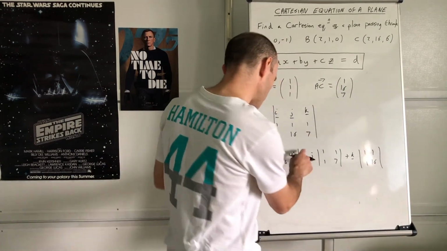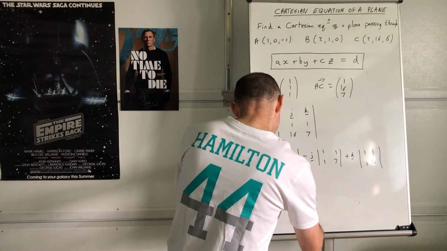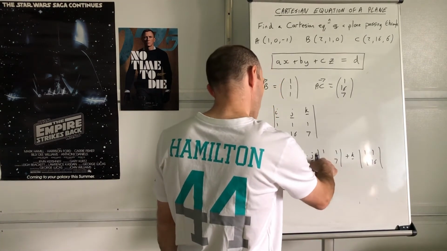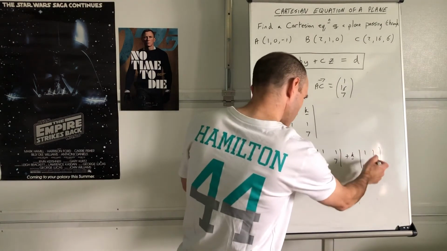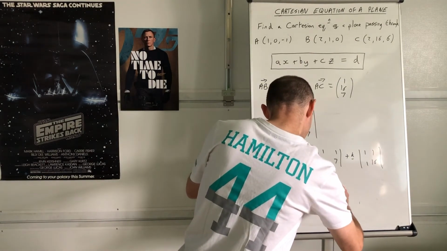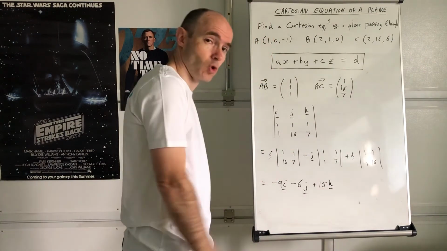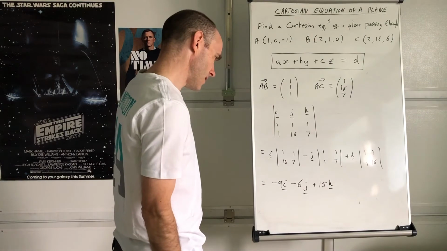So 7 subtract 16, negative 9. 7 subtract 1 is 6, so it's negative 6. And then 16 subtract 1 is 15. So that's going to be the normal to the plane: negative 9, negative 6, 15.